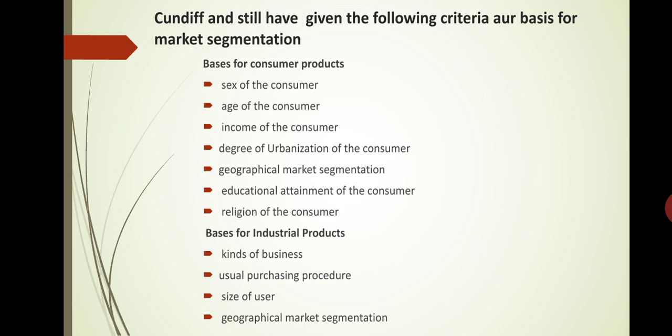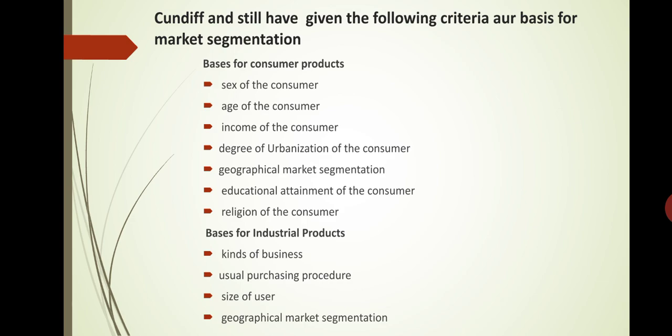First one, kinds of business. When a firm produces or provides a number of different products or services, the market can be segmented on the basis of kinds of business. Take for example the business of an insurance company, which can be divided into fire insurance, accident insurance, and marine insurance, right? Different marketing policies and programs may be prepared for these different segments to suit the needs of the customers.